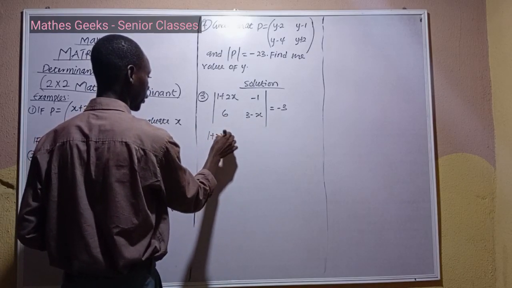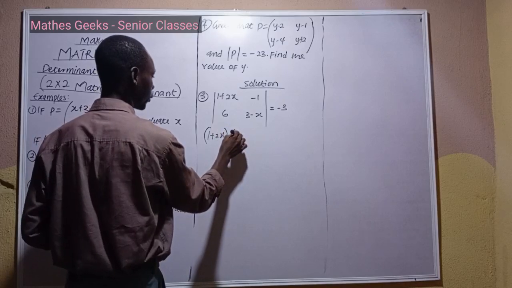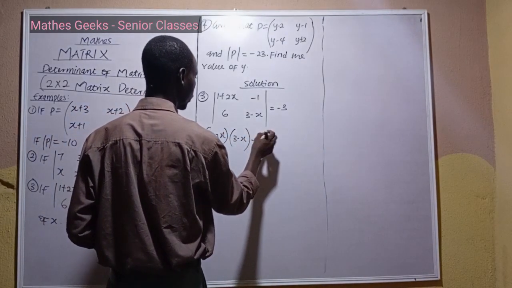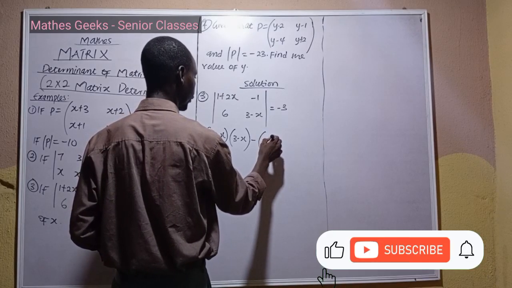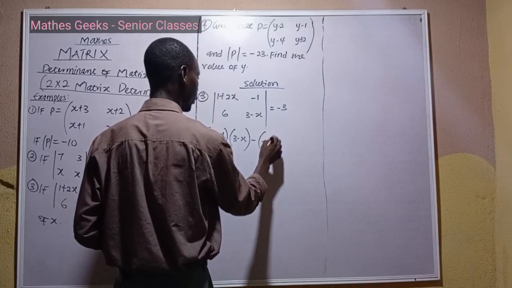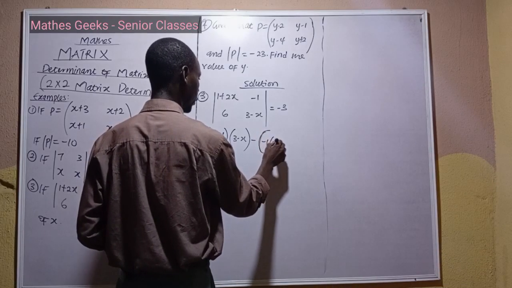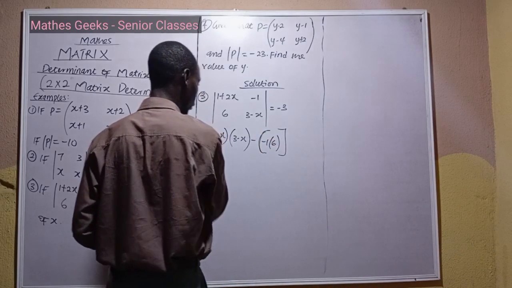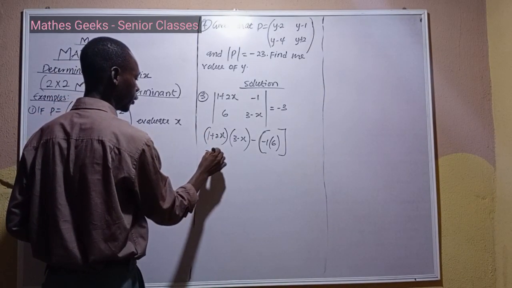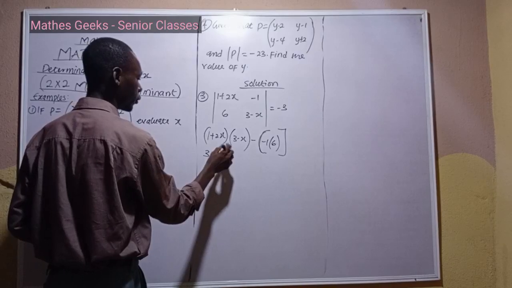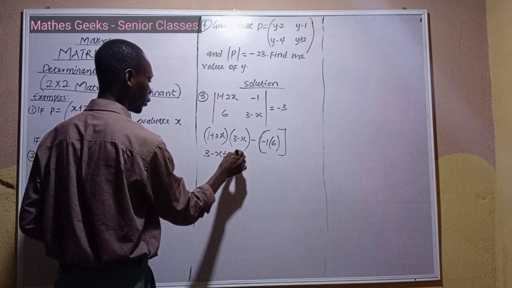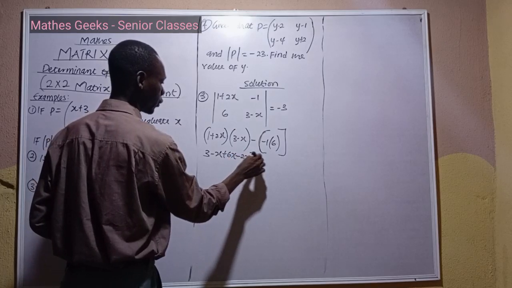4 plus 2x, 3 minus x, minus 1 times 6. So minus 1 times 6. 1 times 2 is 2, 1 times minus x is minus x, 2x times 3 is plus 6x, plus 2x times minus x is minus 2x squared.